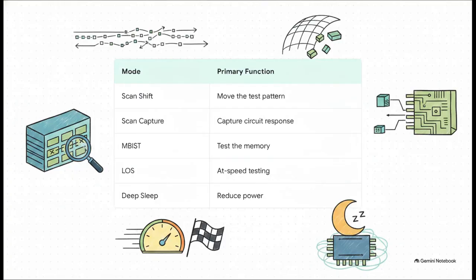Let's move to this summary and see how this builds together. We've looked at 5 completely distinct modes today. Scan shift moves the test pattern. Scan capture grabs the circuit response. MBIST tests the memory. LOS performs that at-speed transition testing. And deep sleep significantly reduces power consumption. These are the physical, operational things actively happening inside the chip.